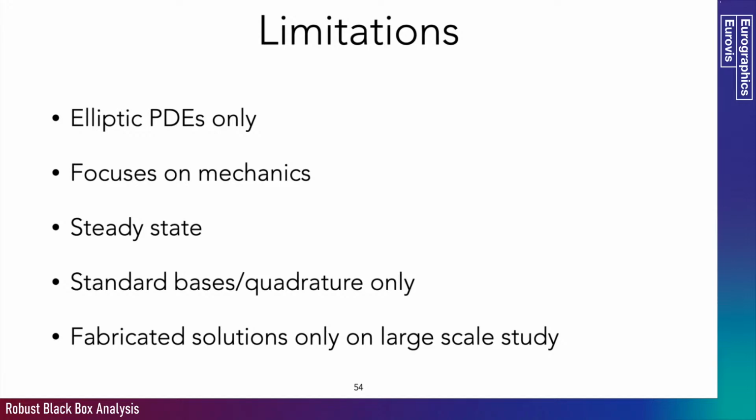And finally, for the large scale experiment, we only ran with a fabricated solution, which is kind of artificial. This is not a real experiment. For a fabricated solution, you start from a known function, and then you just plug it inside the PDE to get the boundary conditions and the right hand side. It's really difficult to come up with a real physical experiment on thousands of nodes.